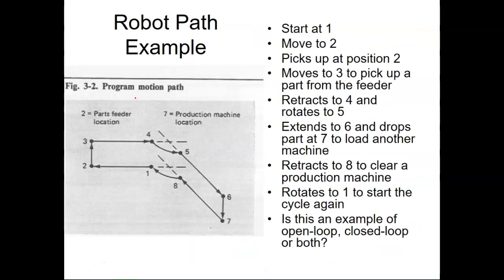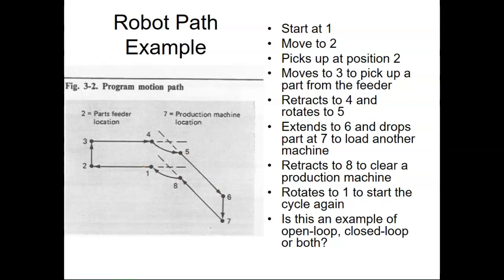All right, so this is a robot path. This is a point-to-point path. It starts at 1, it moves to 2, moves up to 3, goes to 4, cuts the corner to 5, 6, 7, 8, back.